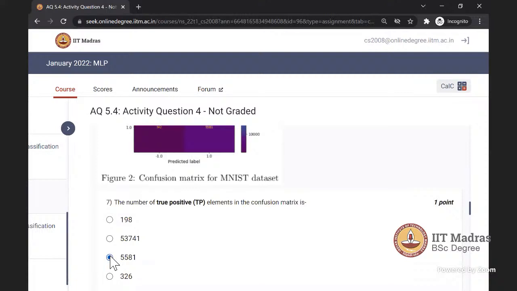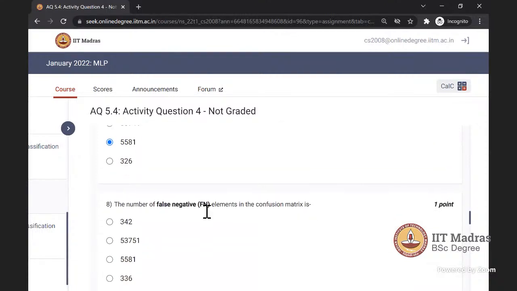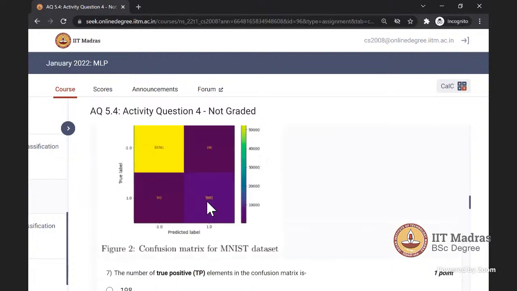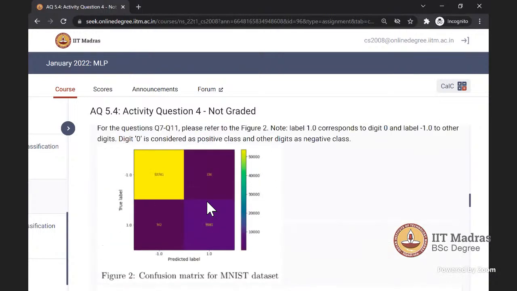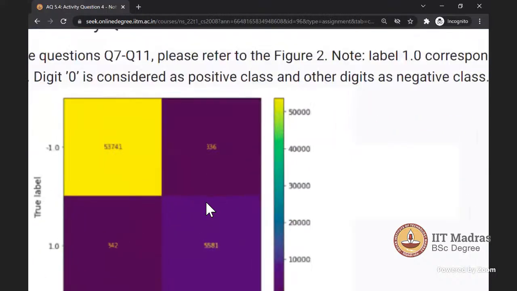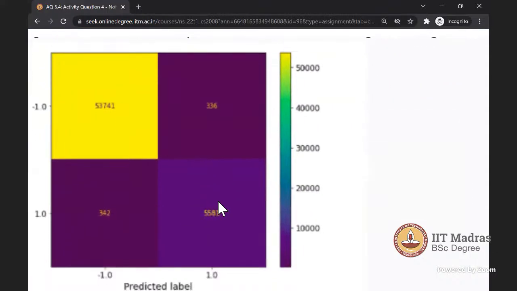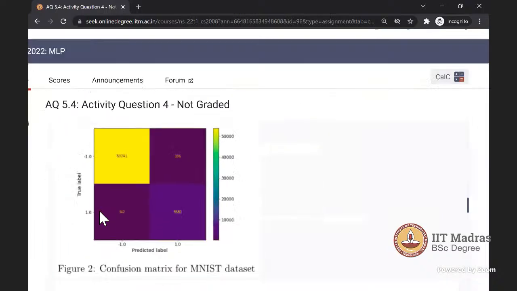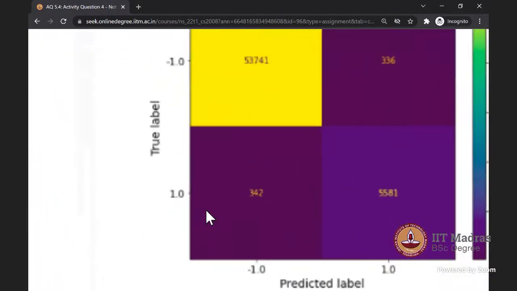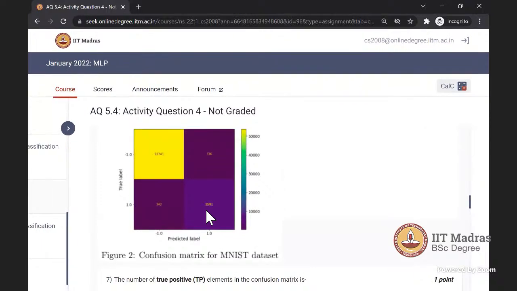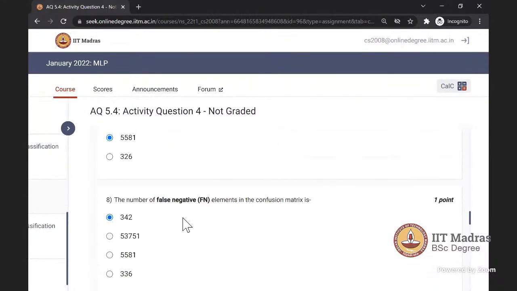Question 8: the number of false negative elements in the confusion matrix. False negative means they are actually positive, but they are predicted negative. Let me enlarge it so that it is better visible. False negative is this 342, in the left bottom corner. Yes, so 342 is the right answer.